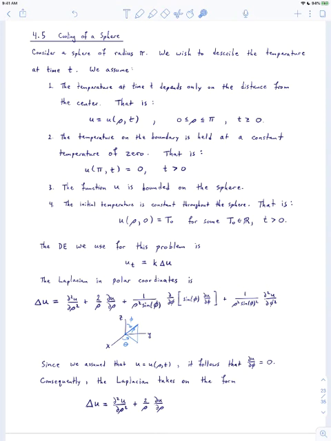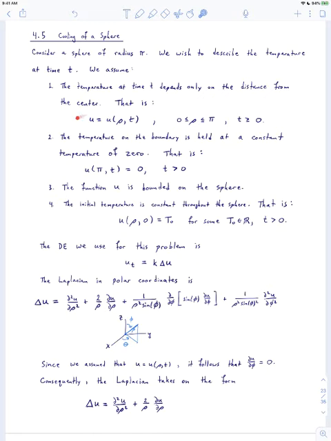In this video, we're going to talk through the notes for section 4.5, cooling of a sphere. So in this section, we're going to consider a sphere of fixed radius. We'll call it pi just for convenience. We wish to describe the temperature at time t in the sphere under certain assumptions. The temperature at time t we're going to assume depends only on the distance from the center.